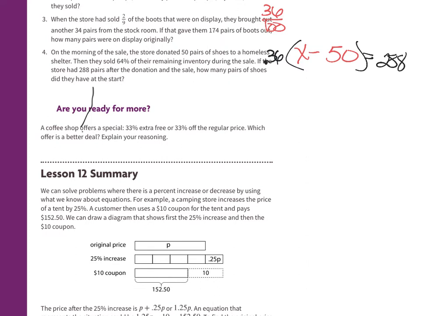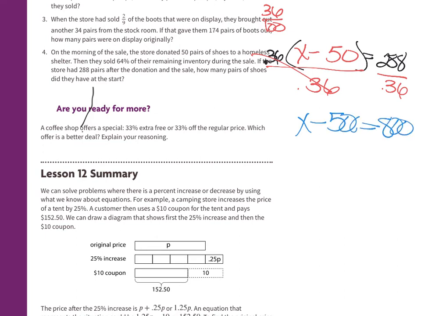Okay, so once again, we're going to divide by 0.36. 288 divided by 0.36 is 800. So we have x minus 50 equals 800. And then to get rid of the minus 50, we add 50. 800 plus 50 is 850. So they started with 850 pairs of shoes.